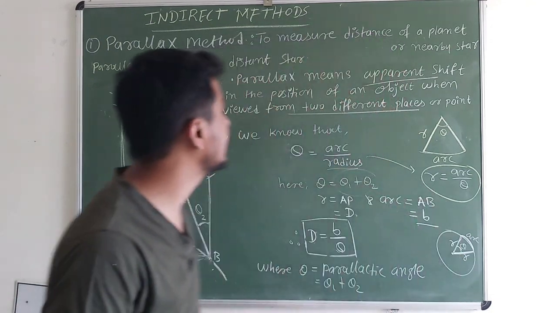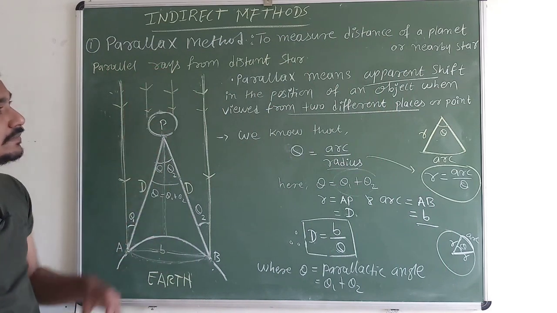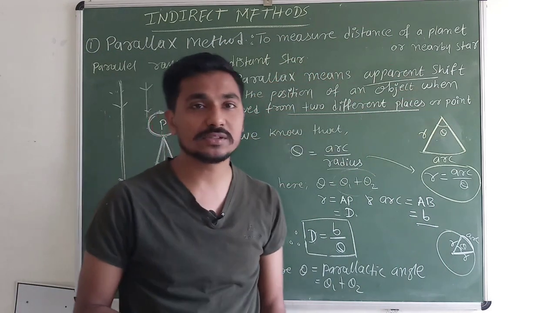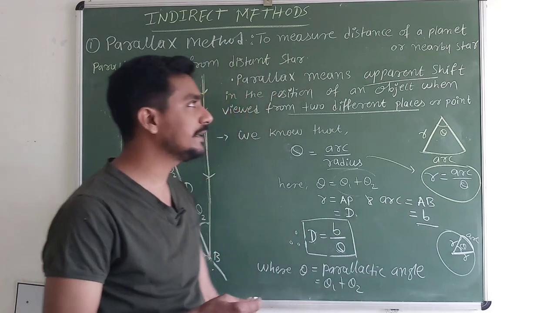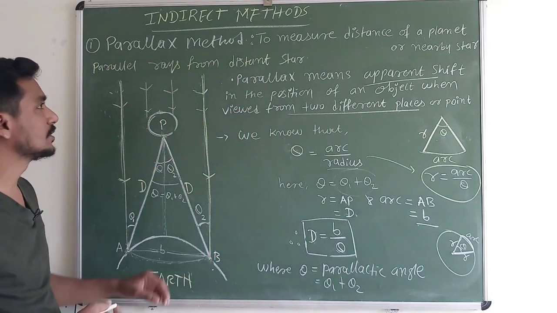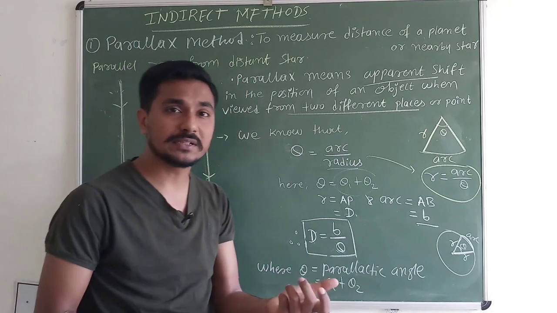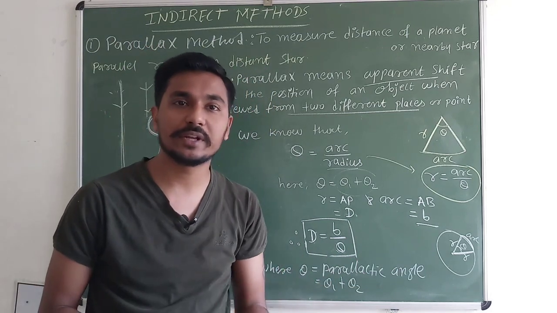In this lecture we will discuss the parallax method. The parallax method is generally used to measure the distance of a planet or a nearby star. So what do we mean by parallax? Parallax is a simple term that we observe in our day-to-day life.